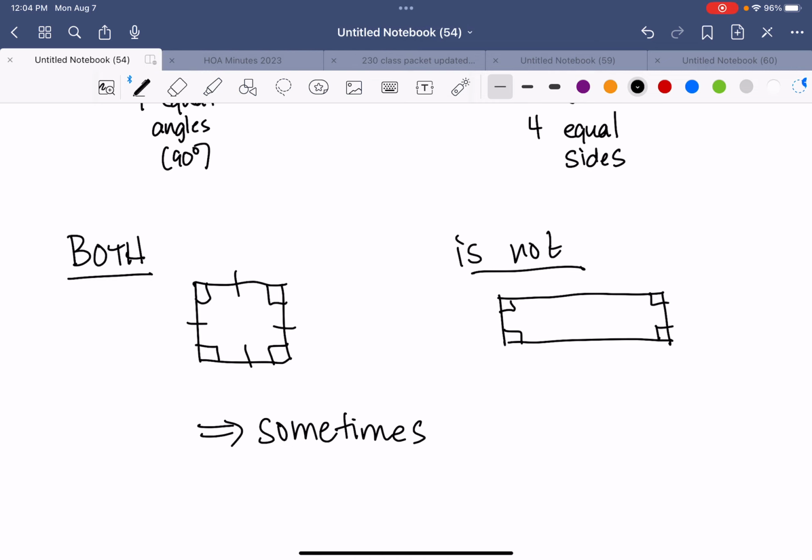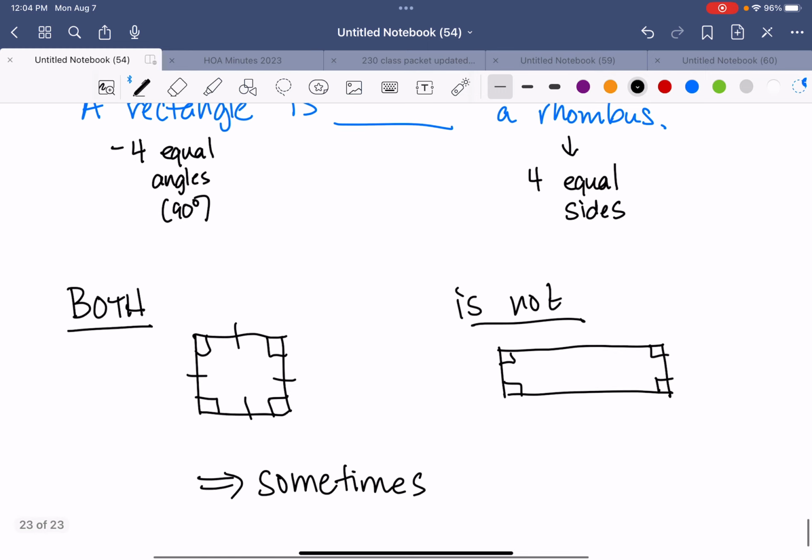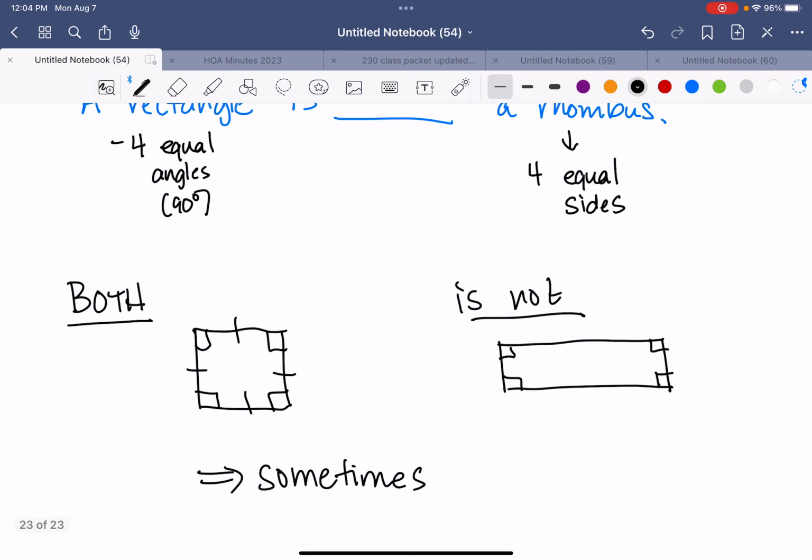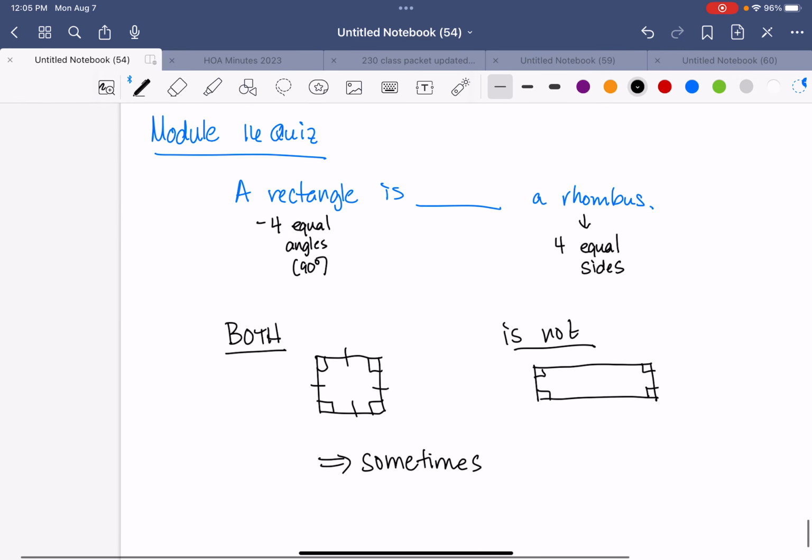Okay. If I couldn't draw the both one, then my answer would be negative, never, right? Because I can't do both things at the same time. If I can do both, but not the is-not-one, then the answer is always, because I can't draw something that's not a rhombus. So that must mean it's always a rhombus, okay? So that's what you want to think about when you're doing your sometimes, always, never questions.